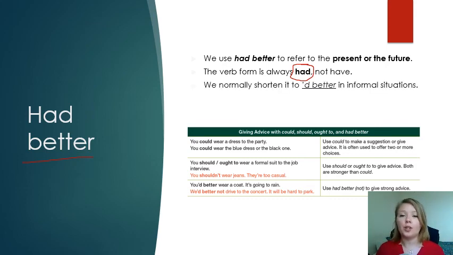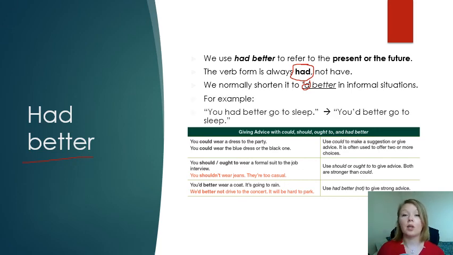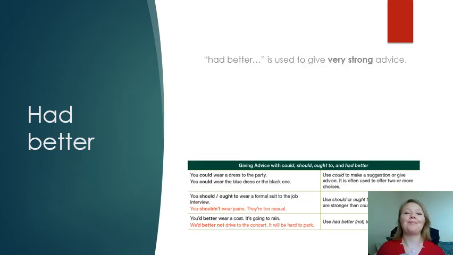And often we shorten it to the apostrophe D. I'd better, you'd better, he'd better, she'd better, when we're in informal situations talking to friends. For example, I could say, you had better go to sleep, but often I'd say, you'd better go to sleep. I might say this if I had a son or a daughter, hey, you'd better go to sleep. Had better is used to give very strong advice. It's almost like saying you must do this.